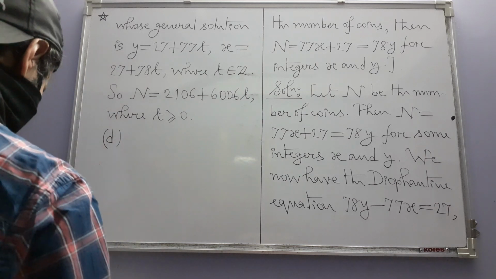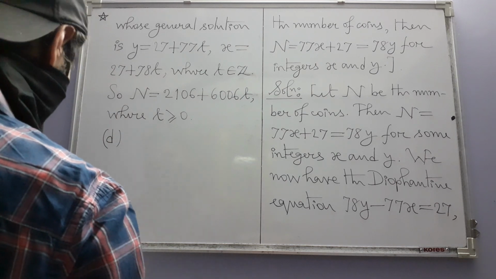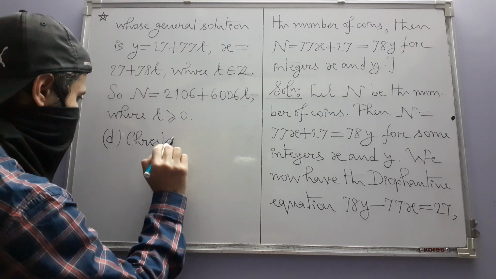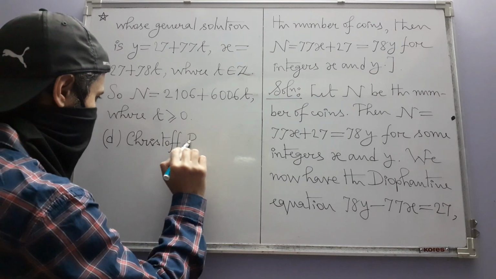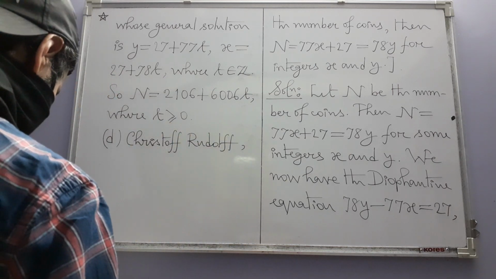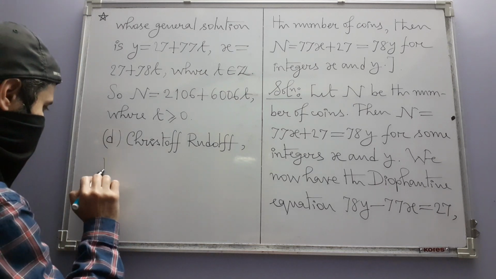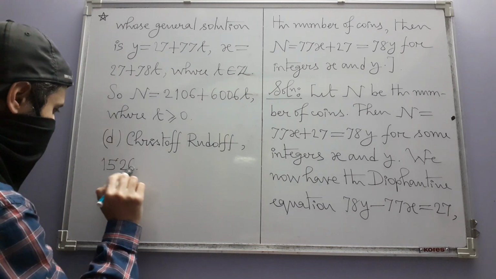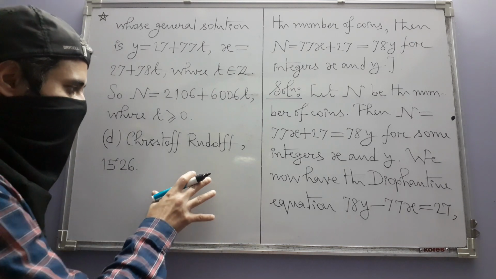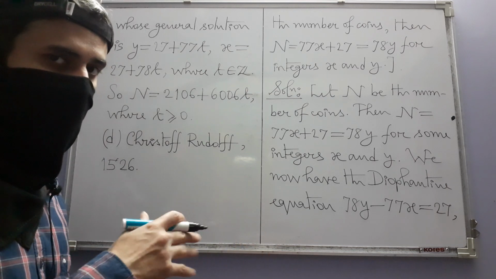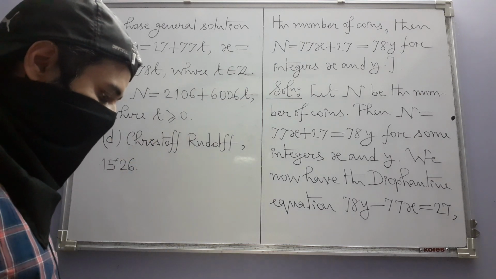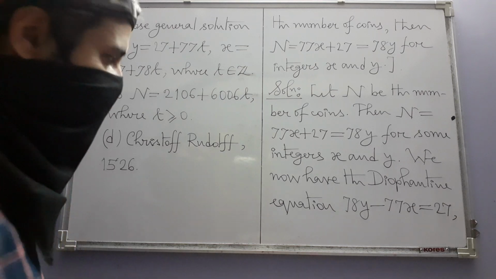Then part D. This is by Christoph Rudolph (1526). So we are nearing the present. Nearing the present time means we of course won't have any question like this posed by someone who is still alive, but after Christoph Rudolph the last one is due to Euler.